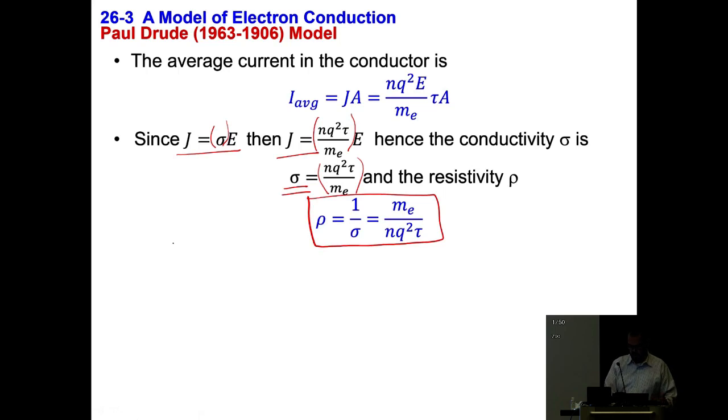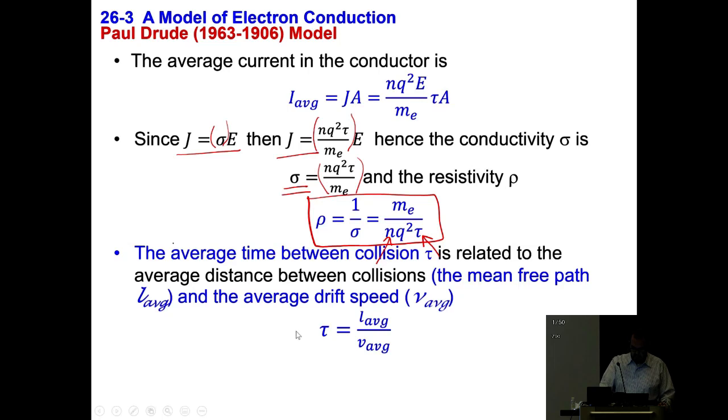Okay, and remember, the number of free charges and the time between collisions is a property of the material. So for different materials, the organization of the atoms or the molecules is different. So the time the electron will spend between collisions is going to be different depending on the matrix of the atoms or the molecules, and also depends on how many free electrons are available in that material. Okay?